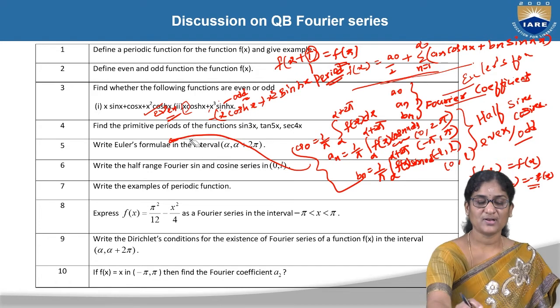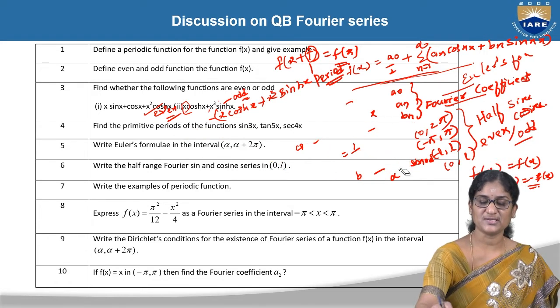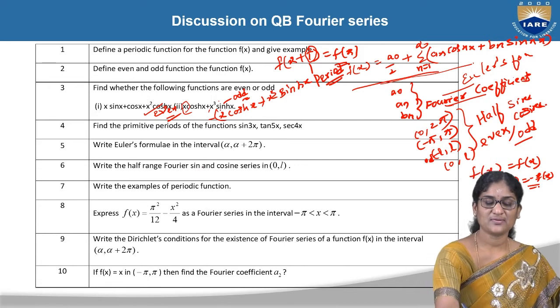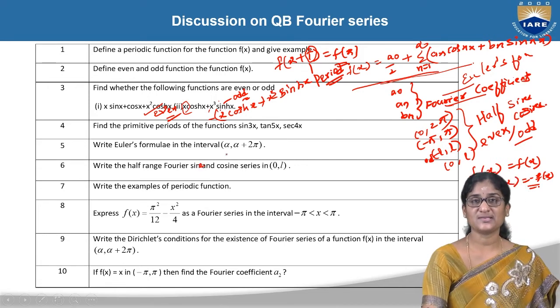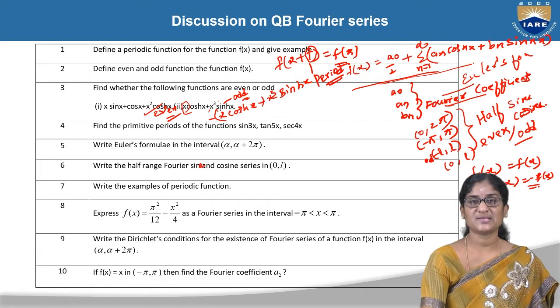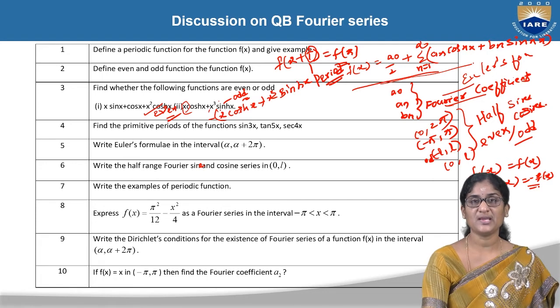Okay. Next, write the half range Fourier series of 0 to L. What is the half range Fourier series? In a half range we have the Fourier sine series and the Fourier cosine series also. So the half range Fourier sine series can be given by f of x is equal to summation bn sine nx, and the half range cosine series is given by a0 by 2 plus summation an cos nx in the interval 0 to L.